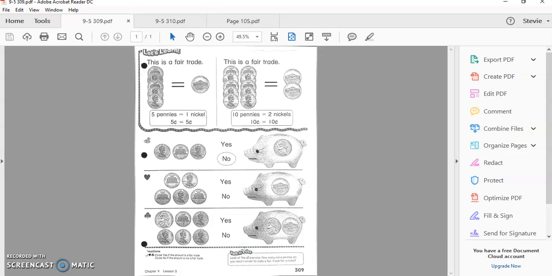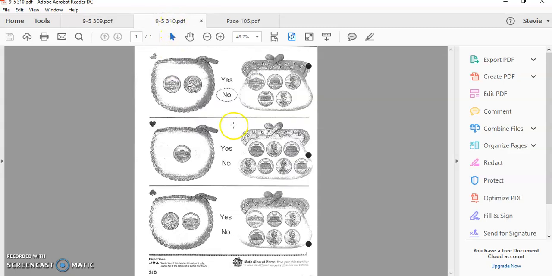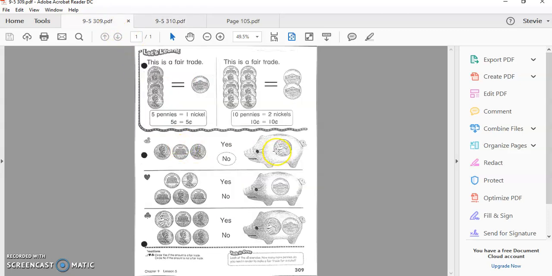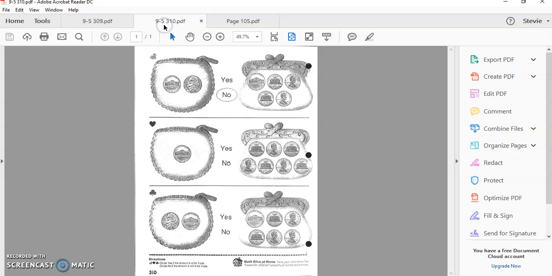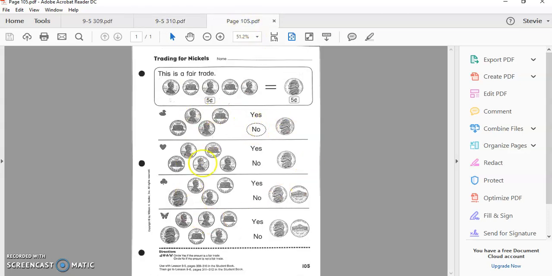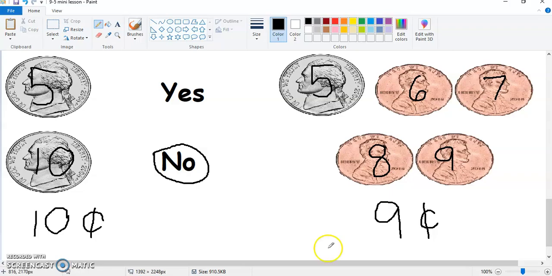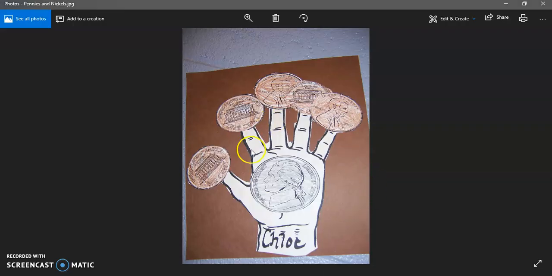Okay, friends, let me go over this real quick with you. We just did this row. You're going to do the same thing for here and here. You're asking yourself, do these show a fair trade? Are these the same amount of money? On this page, same thing. Is it the same? If it's the same, circle yes. If not, circle no.